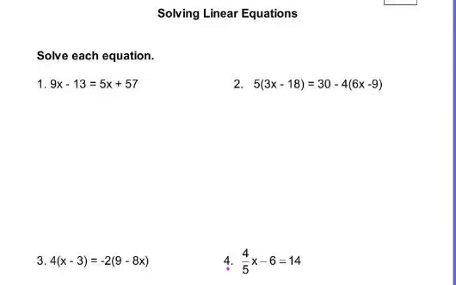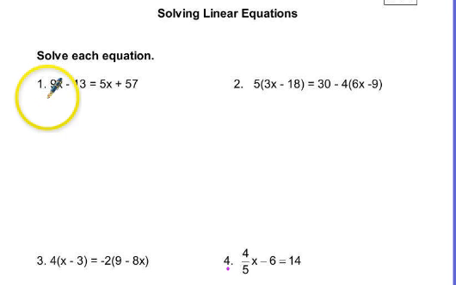Hey guys, in this video we're going to look at solving linear equations. Just some examples, and we'll do some more examples in class. But here we go. We're going to need to be very proficient at solving equations next week. So if you're having any trouble with this, make sure you come see me.